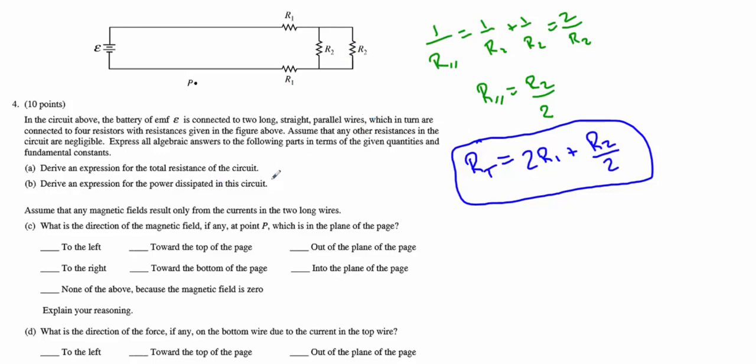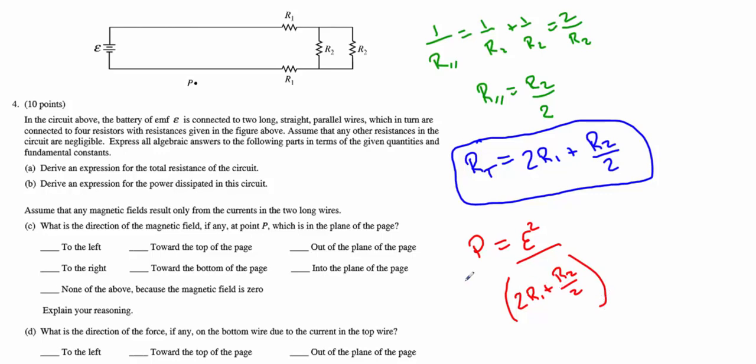B wants us to derive an expression for the power dissipated in the circuit. Well, there's a bunch of equations for power, but the one that you're going to be using here is V squared over R, or in this example, V is written as EMF, so it'll be the EMF squared over the R equivalence. You could write over R total, but that would not be completely right because that's not one of your algebraic givens. So we have to use this value for my R total. So we're going to say EMF squared divided by quantity 2R1 plus R2 over 2.